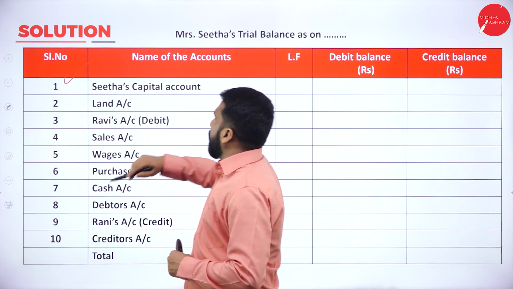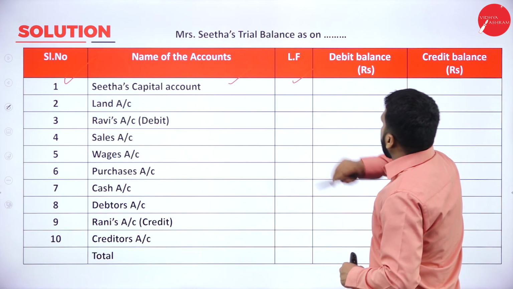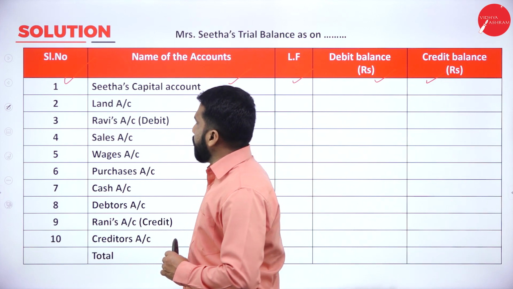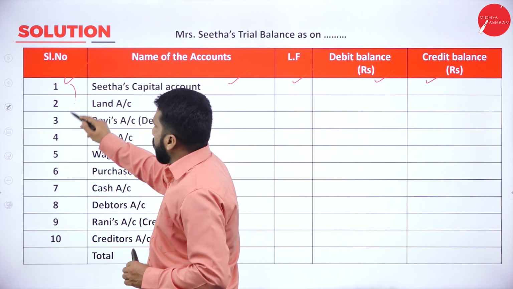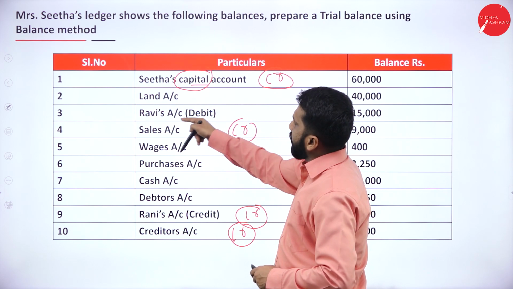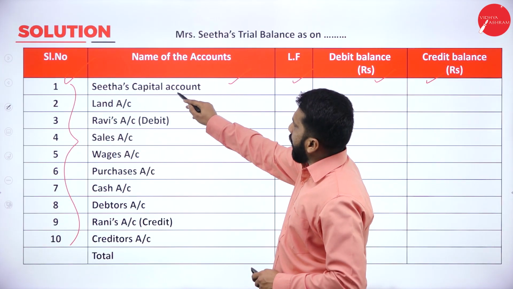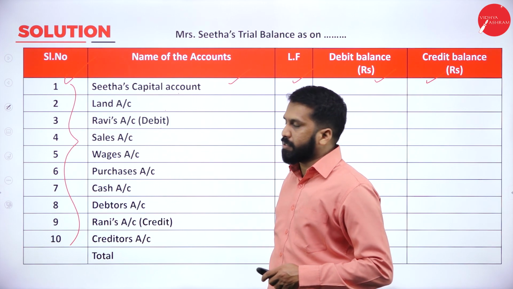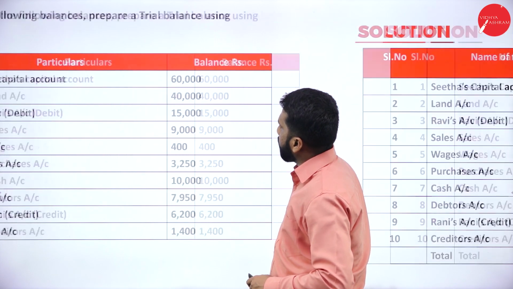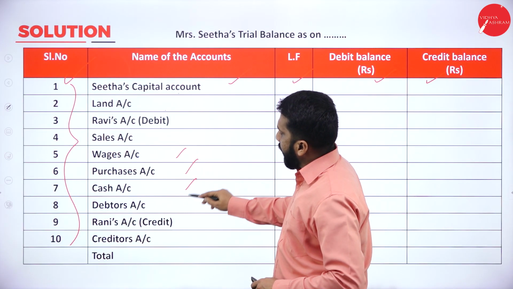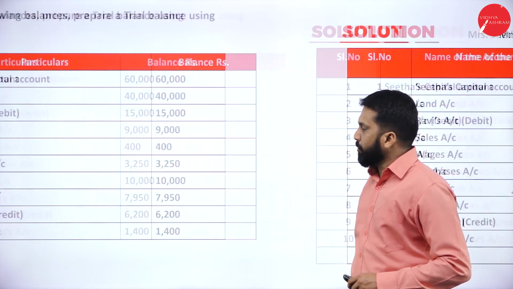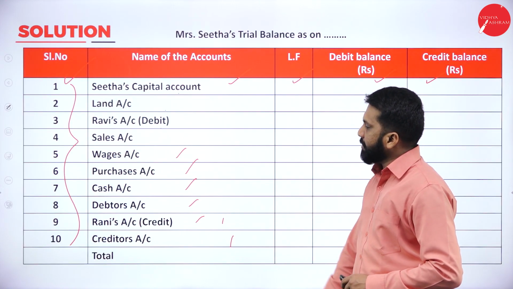Now, serial number, name of the account, ledger folio, debit balance as well as credit balance. In this we have to mention all the 10 items. Which are those? Sita capital, land, Ravi account, sales, wages, purchase, cash, debtors, Rani, creditors account as well as Rani's account.